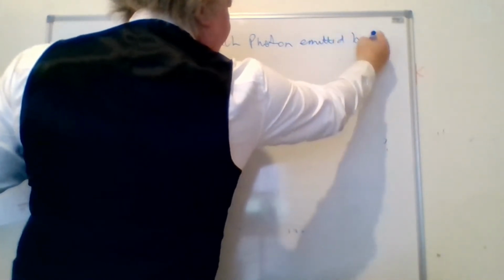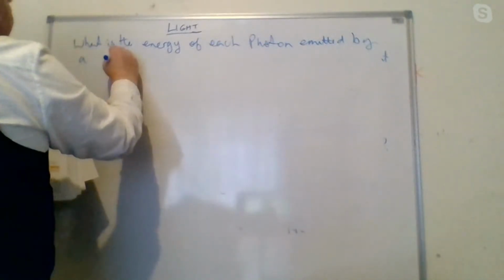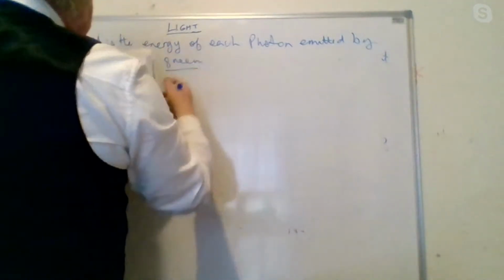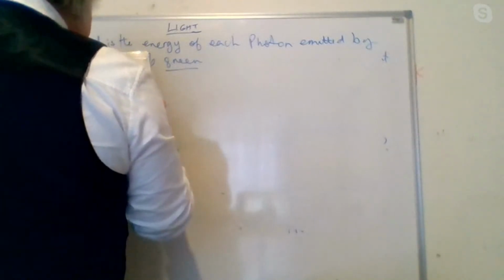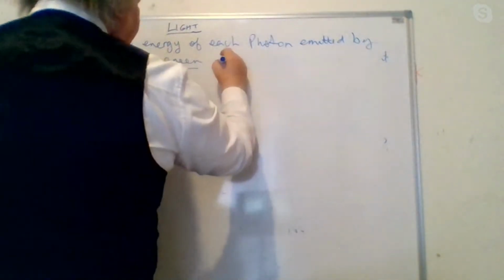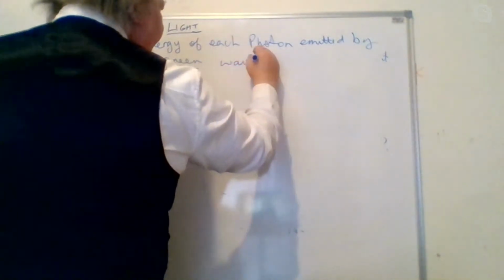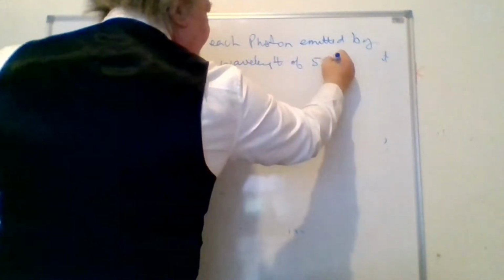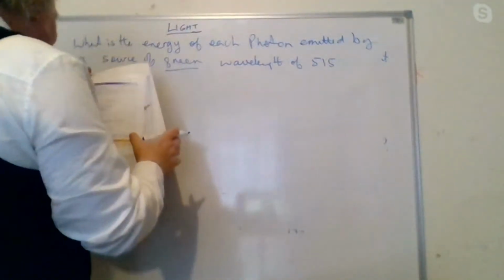What is the energy of each photon emitted by a source of green light? Okay, so that's important. And this has a wavelength of 515 nanometers.